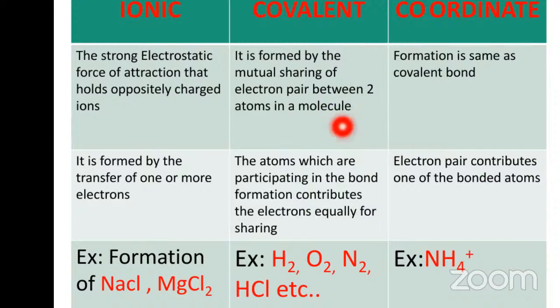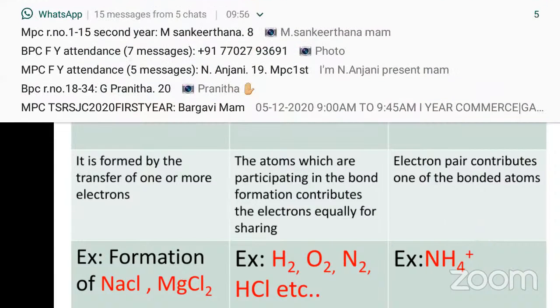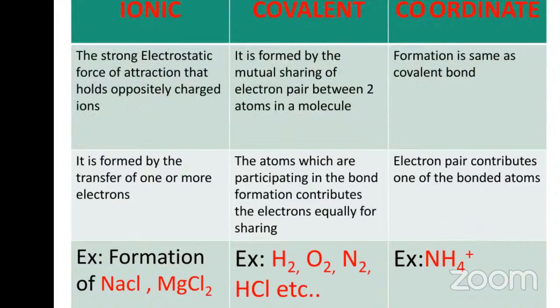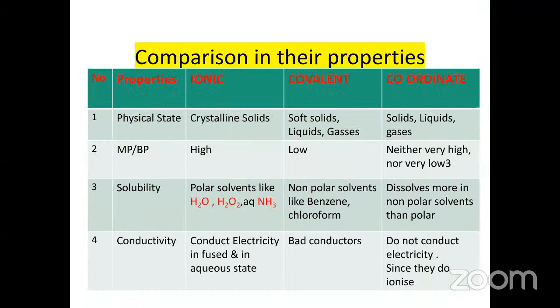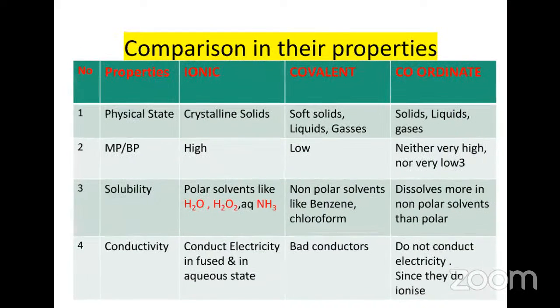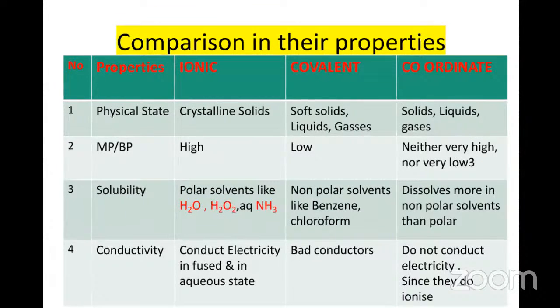The covalent bond, for example, is seen in the formation of H2, O2, N2 and CH4 molecules, etc. Example for the coordinate bond is the formation of the ammonium ion. I hope you understood the difference between the ionic, covalent, and coordinate bonds. Now, comparison of their properties. First of all, physical state.